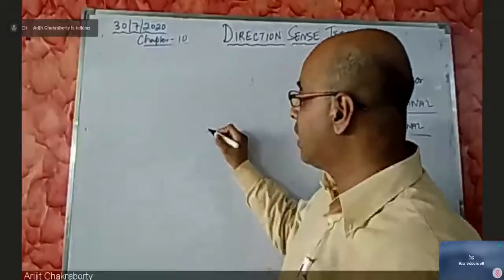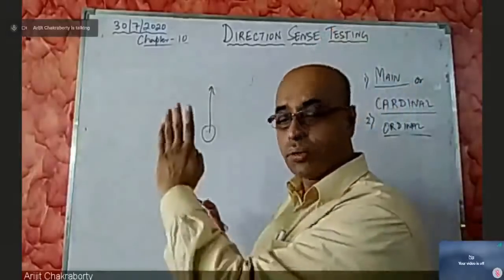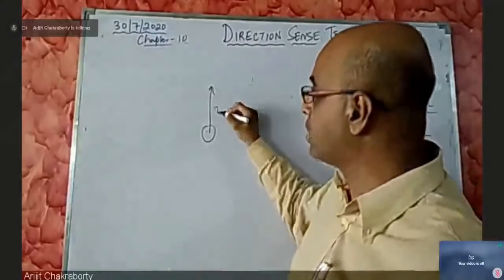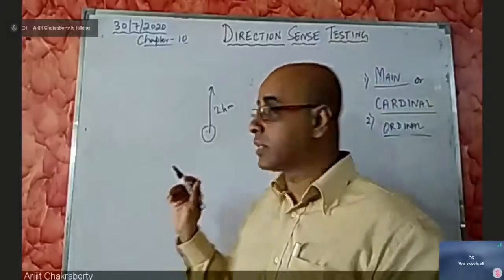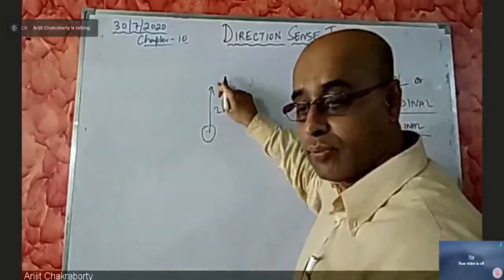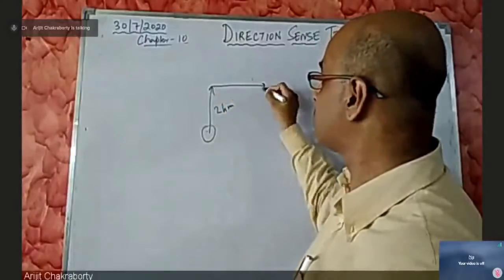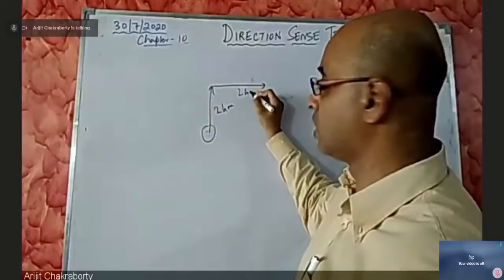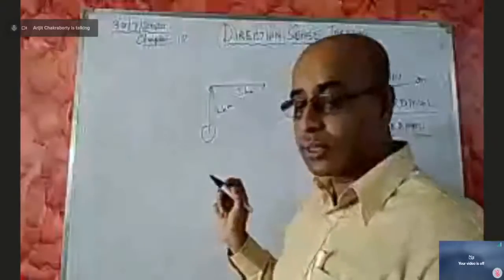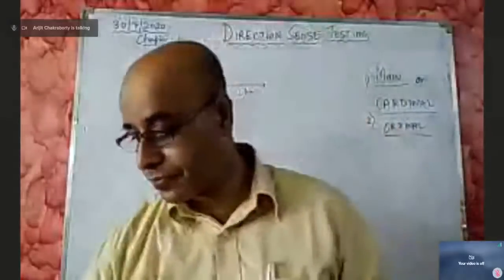So let's draw and see. Man is starting from here and moving towards north. North is, we know, up. So he's walking 2 kilometers, then turns towards his right. So he's taking a right turn from here and walks 2 kilometers. So he takes a right turn and moves for 2 kilometers, turns right again and walks. Okay?